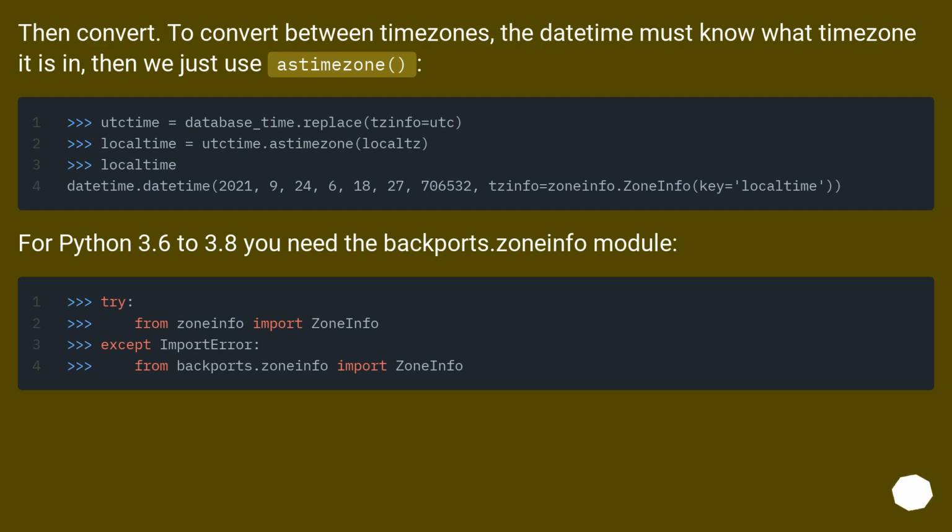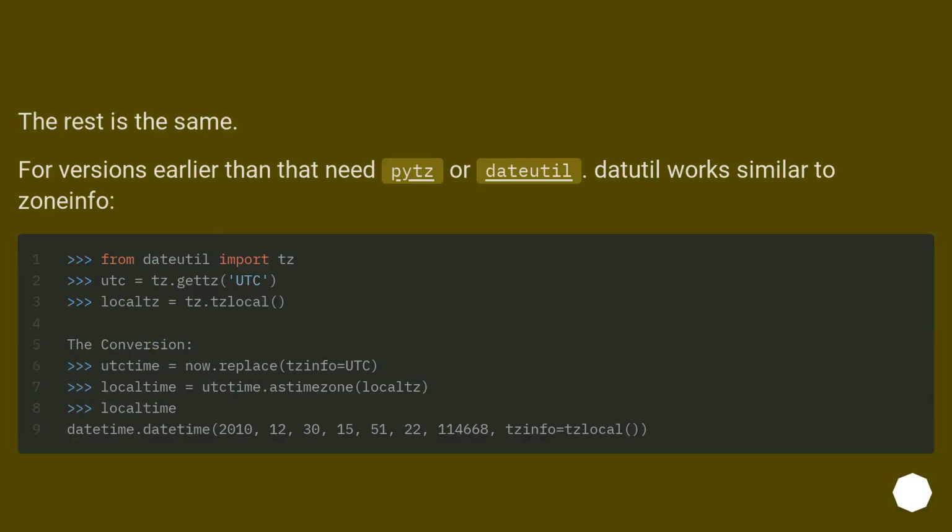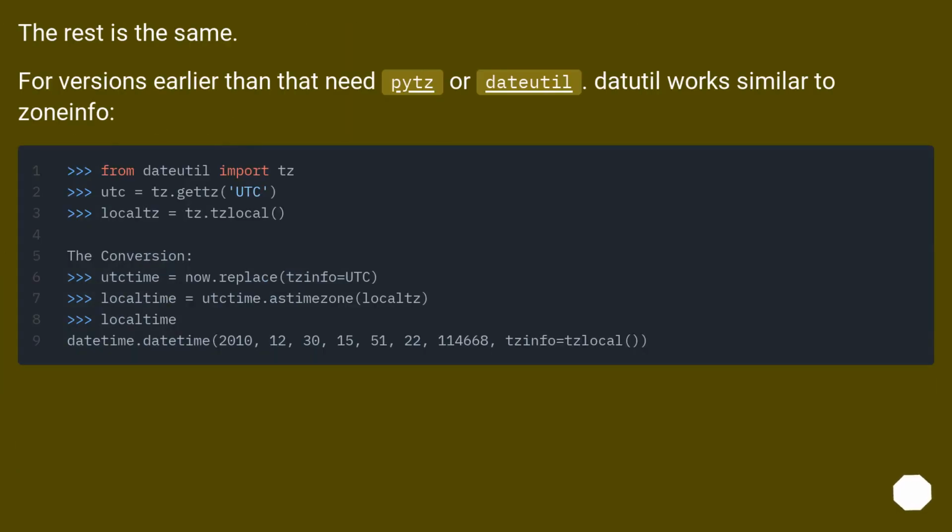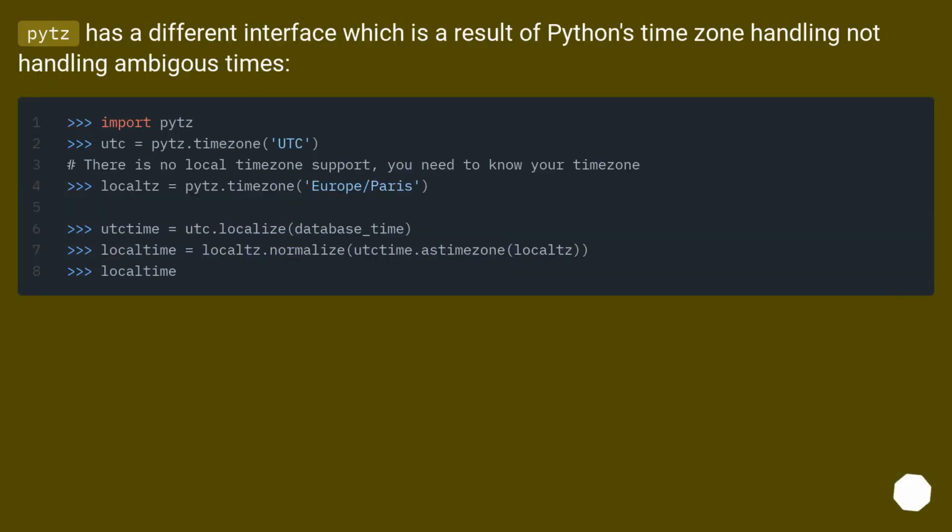For Python 3.6 to 3.8 you need the backports.zoneinfo module. The rest is the same. For versions earlier than that you need pytz or dateutil. Dateutil works similar to zoneinfo. Pytz has a different interface, which is a result of Python's time zone handling not handling ambiguous times.